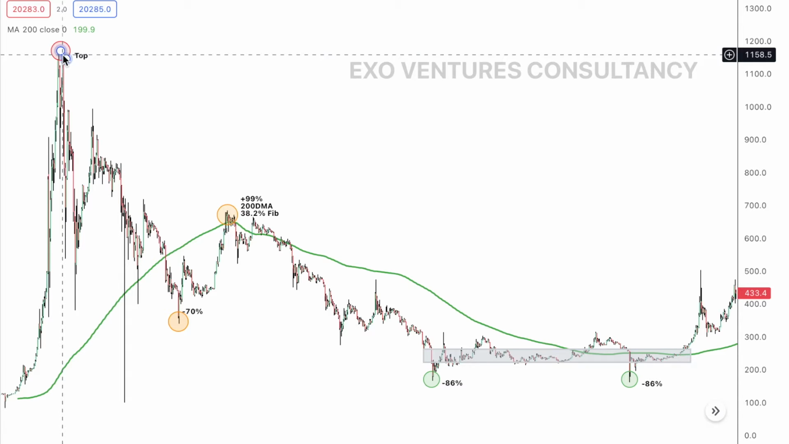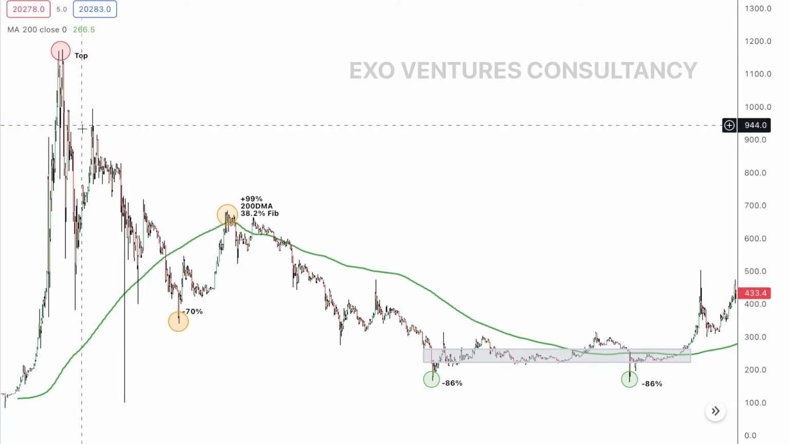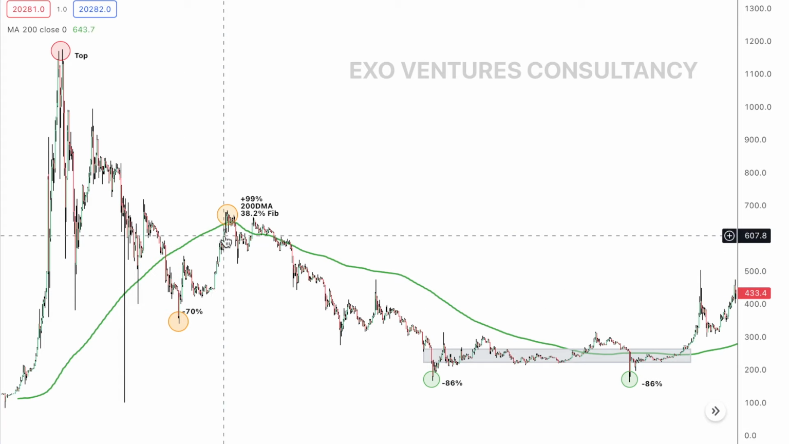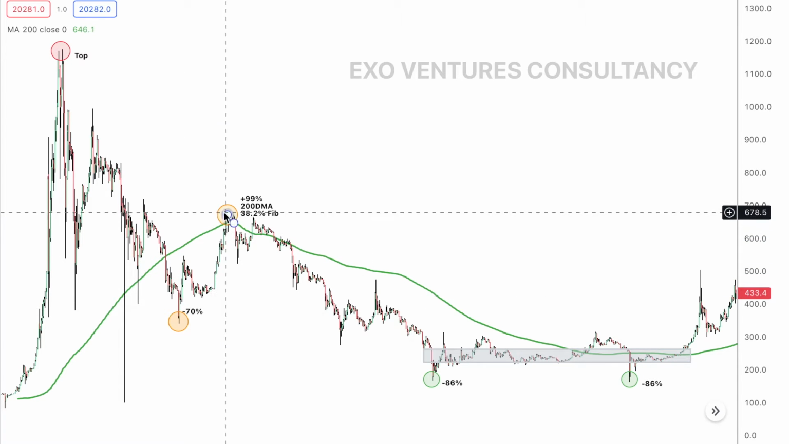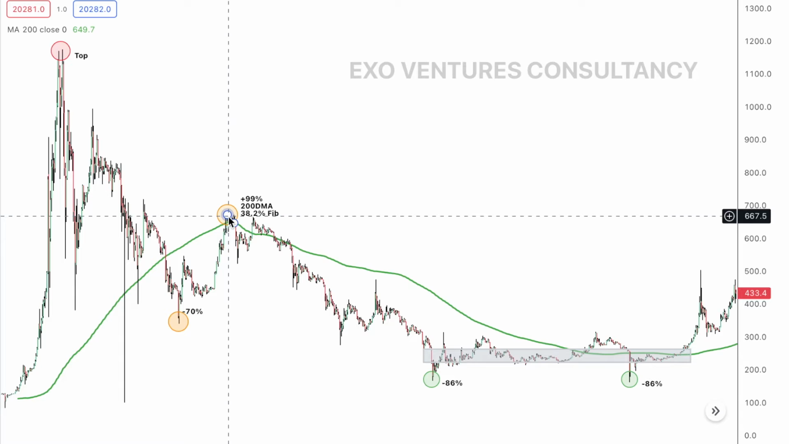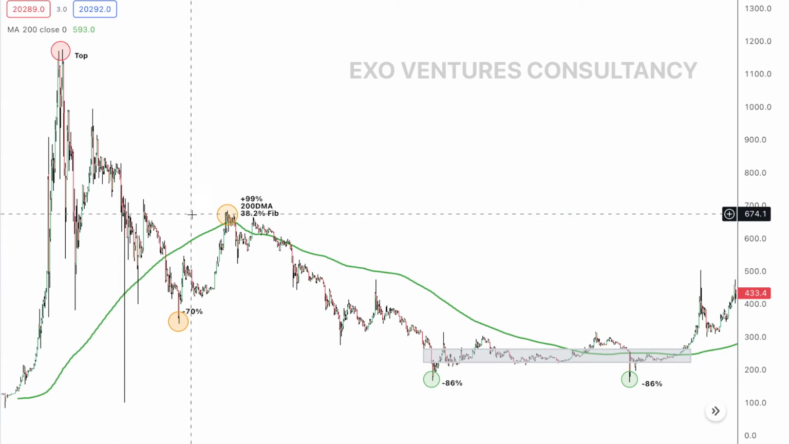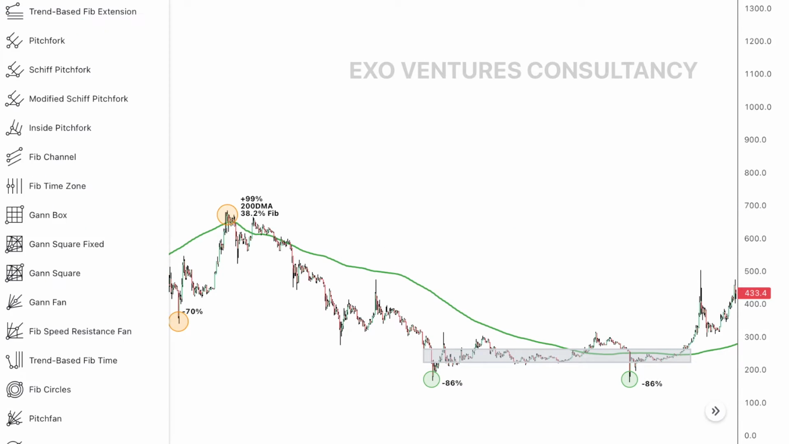Okay, into the pattern. We have the top and then we have a big decrease of about 70%. This is the first phase. The second phase of the pattern is that we have a rally up of 99%. This rally also reaches the 200 daily moving average. You can see that on the chart with the green line over here. And it also hits the 38.2% Fibonacci retracement.